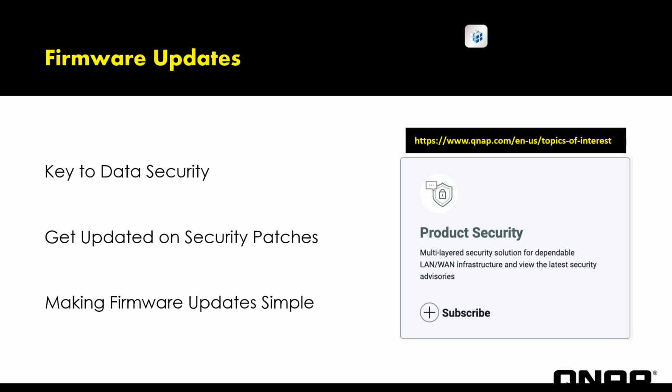Making firmware updates is really simple. You can simply look at the firmware menu on your QNAP NAS, and it'll tell you if your firmware is up to date or if you need to get new firmware updates.